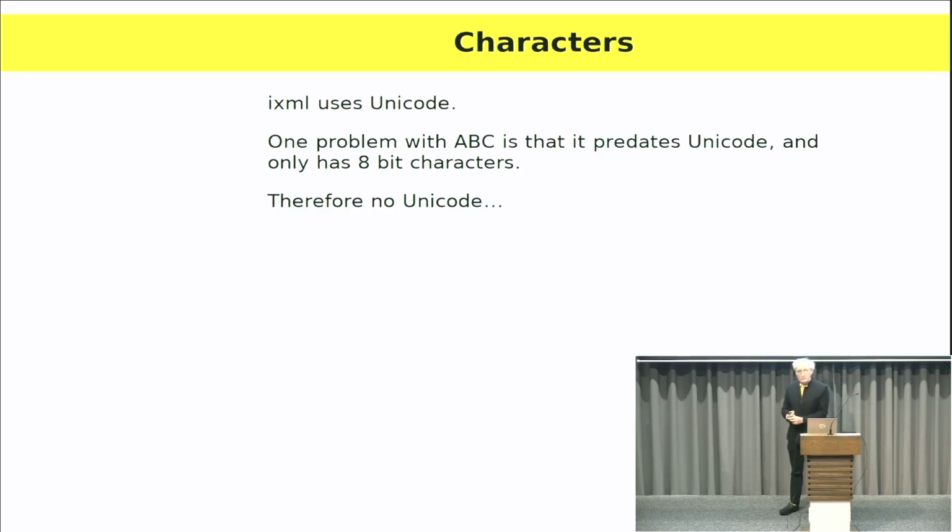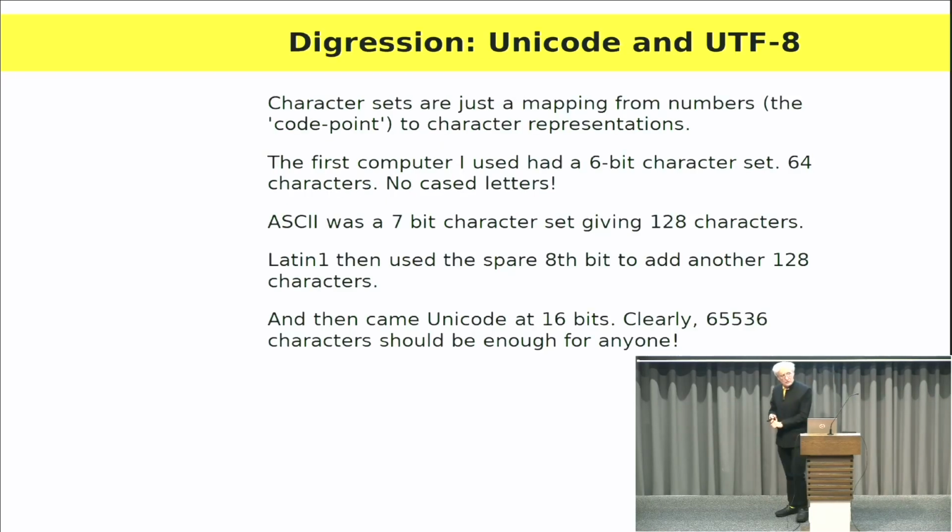Now, there's a basic problem for me, using ABC, which is that ixml uses Unicode everywhere, and ABC predates Unicode, and therefore only has 8-bit characters. So when I first started this project, I thought, since it's a pilot implementation just to get it going, too bad that I can't support Unicode, but maybe I'll rewrite it in a different language later. And I thought that there could be no Unicode in ABC. But in fact, let me just digress for a moment and talk about Unicode, because what came out of this was quite interesting for me.